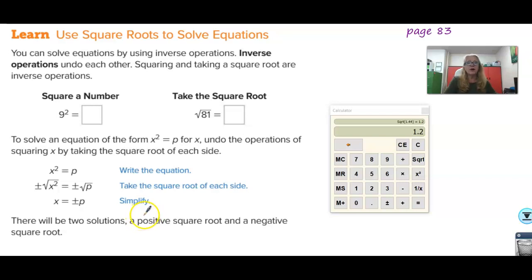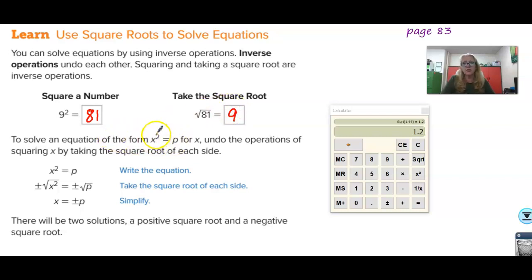Now they want to show you how to use square roots to solve equations. You can solve equations by using inverse operations. Inverse operations are operations that undo each other. Squaring and square rooting are inverse operations. They reverse each other. If you square a number, 9 to the second power is 81 because it's 9 times 9. The square root of 81 is 9 because 9 times 9 is 81.